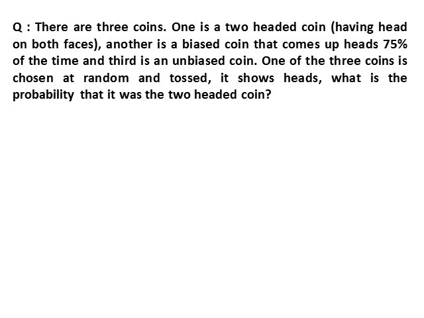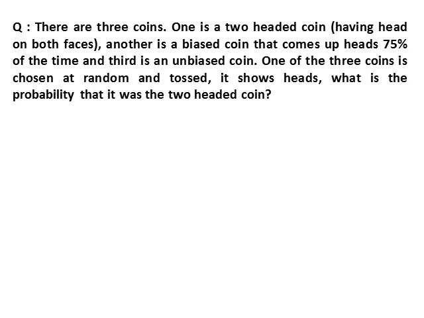Next question. There are three coins. One is a two-headed coin having head on both faces. Another is a biased coin that comes up heads 75% of the time. And the third is an unbiased coin. One of the three coins is selected at random and tossed. It shows heads. What is the probability that it was the two-headed coin? So here we need to find the probability of a two-headed coin. It is given that the coin shows head.